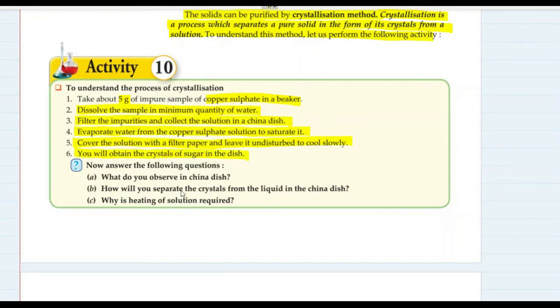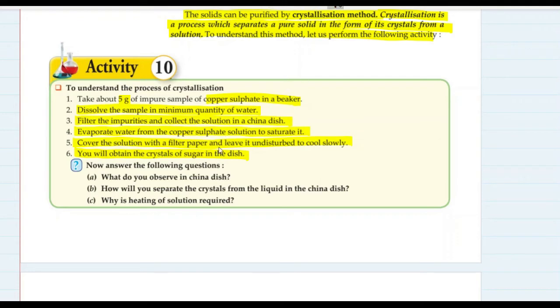Okay, so basically crystals of sugar, yeah, if you have a mixture of copper sulfate and sugar, then this will happen. But generally, what you do is you evaporate the water from the dish and the copper sulfate solution will be there, which will be in saturated form. When you cover the solution with filter paper and leave it undisturbed, you will obtain the crystals of sugar.